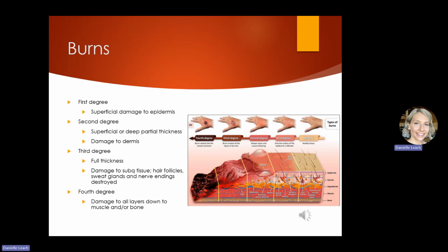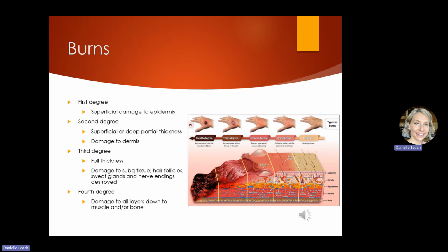Second degree burn is where we're going down a little bit deeper into the dermis. So here the top layer of the epidermis is basically destroyed and we're down into the dermis, just like a second degree pressure ulcer. Third degree, we can call a full thickness burn, where the burn's damaging all the way down into the subcutaneous tissue. So it can damage hair follicles, sweat glands, and nerve endings.